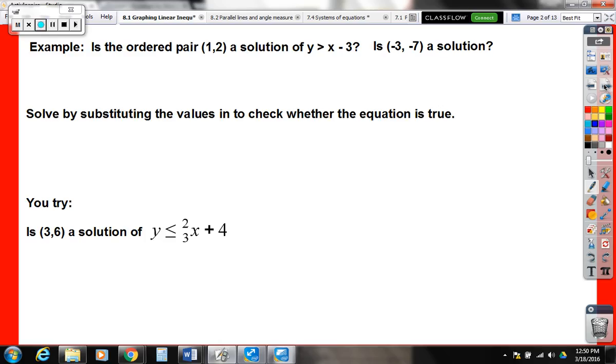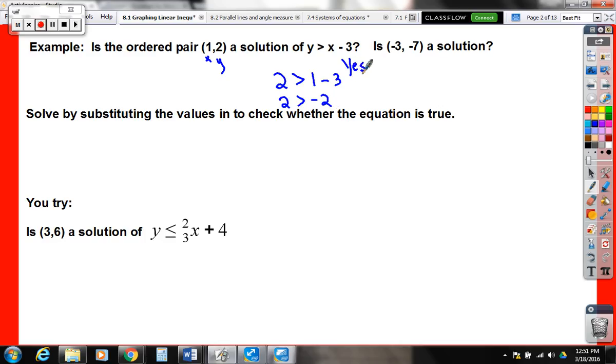Okay, so an example: is the ordered pair (1, 2) a solution of y is greater than x minus 3? We're going to solve this just like we do when we do equations. We're going to substitute the values in to check whether the inequality is true. So our x value is 1, our y value is 2. So we have 2 is greater than 1 minus 3, which simplifies to 2 is greater than negative 2. Is that inequality true? Is 2 greater than negative 2? Good. So the answer is yes, it is a solution.